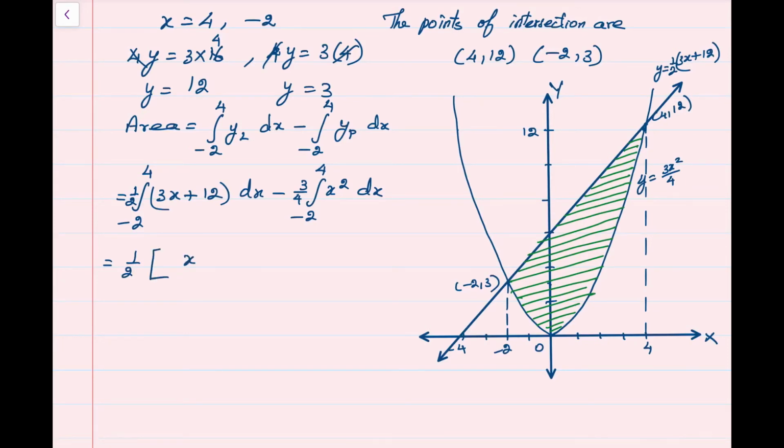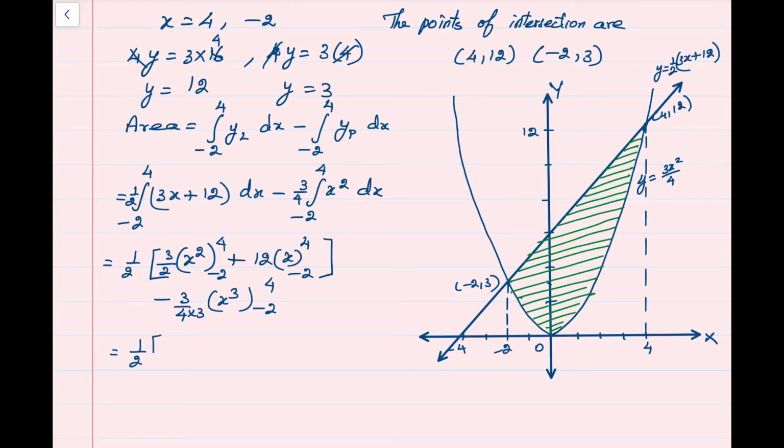Half into integral of x is x square divided by 2, and the limits are minus 2 to 4. Integral of 12 is 12x, the limits are minus 2 to 4, minus 3 by 4 times integral of x square is x cube divided by 3. The limits are minus 2 to 4. Half into 3 by 2 times 16 minus 2 the whole square is 4, plus 12 times 4 minus of minus 2 plus 2.